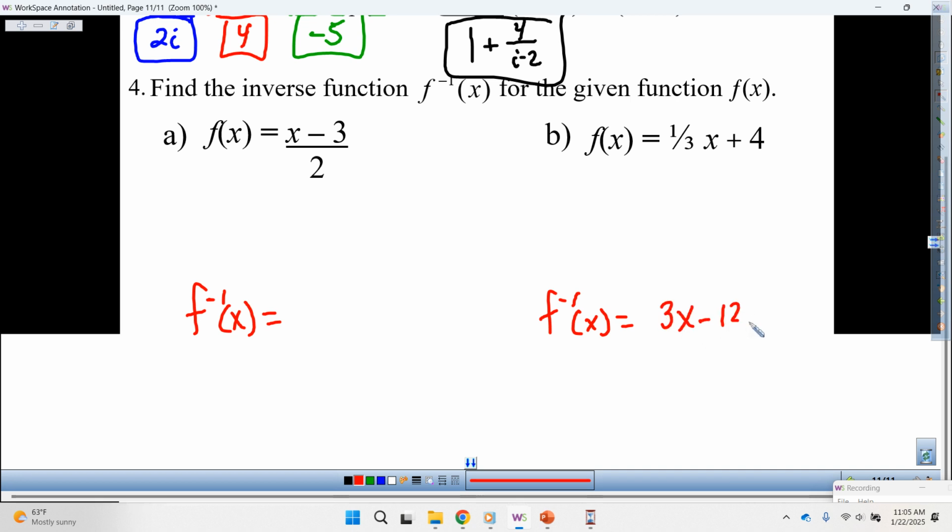3x minus 12. Hands if you got that. That is correct. How about this one? Back to Mario. Hands if you got that. That is correct. Send that in, please.